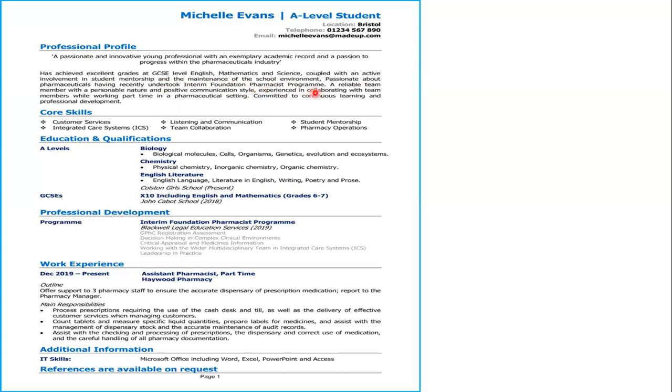I mean, everything he has been doing because it is the start and he has been involved at the school level. Core skills, customer services, listening and communication, student mentorship, integrated care systems, team collaboration, education and qualification, A level at the first, biology, molecule, cell, organism, genetics, evaluation, ecosystem. Why he has put this biology at the top? Why not English literature? Why not chemistry? He has put the biology at the top because he is applying for a pharmaceutical company. That these two subjects are important.